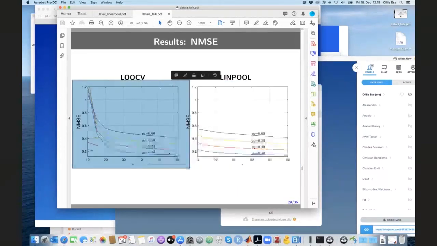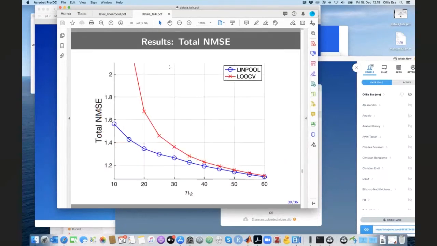Then if I'm looking at just the total normalized mean squared error, which was just the sum of the mean squared error of all the classes, then you can see the difference here. So this blue line is our estimator, and this is the leave-one-out cross-validation method. The difference is more in this regime where you have a small number of observations.